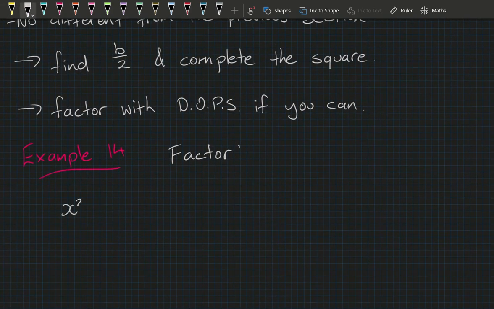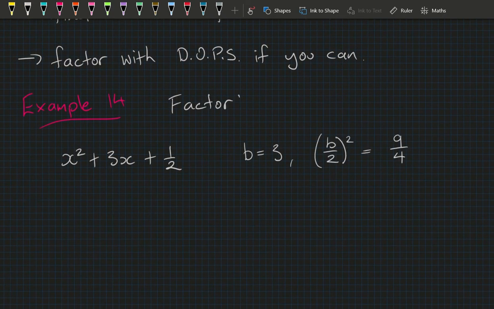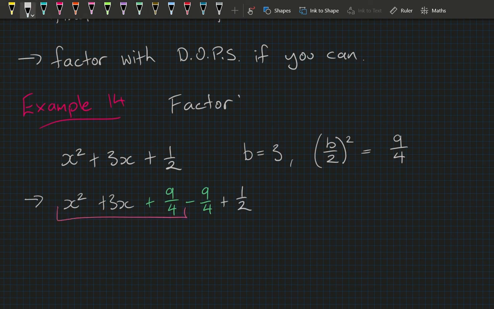x squared plus 3x plus a half. Now b is equal to 3, which makes b on 2 squared equal to 9 on 4. So we can rewrite the initial expression as x squared plus 3x plus 9 on 4 minus 9 on 4 plus a half. So therefore our first three terms make x plus 3 on 2 all squared, and minus 9 on 4 plus 2 on 4 is minus 7 on 4.